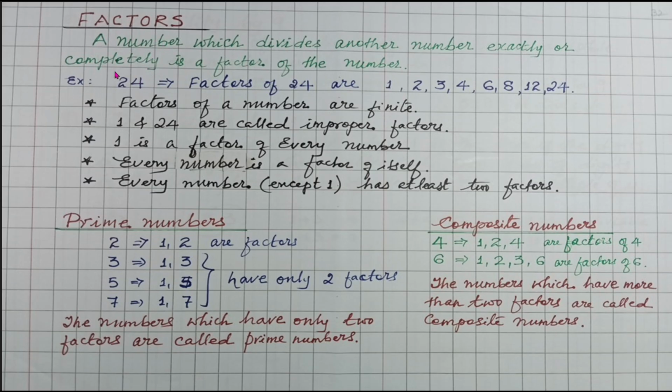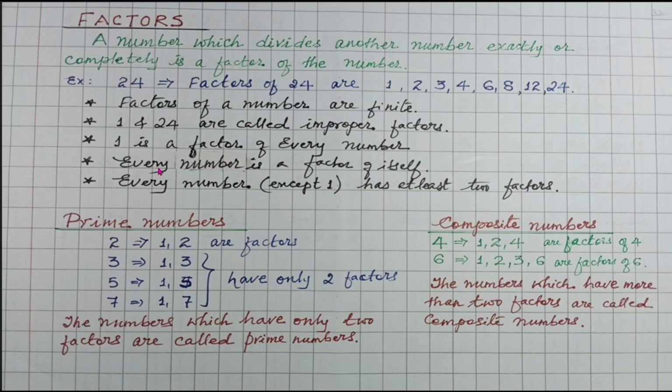If you take the number 24, the factors of 24 are 1, 2, 3, 4, 6, 8, 12 and 24. Now, 1 divides 24 completely, 2 divides 24 completely, 3, 4, 6, 8 and 12 divide 24 completely, and 24 also divides 24. So a number which divides another number exactly or completely is a factor of that number.